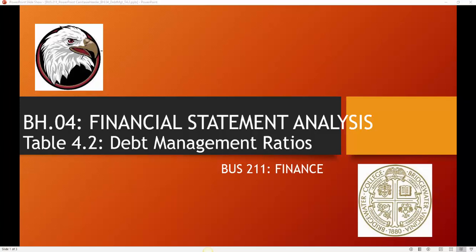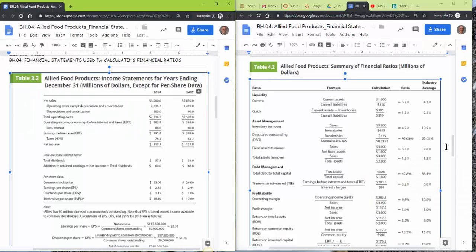Brigham and Houston Chapter 4, Financial Statement Analysis, Table 4.2, Debt Management Ratios for the Allied Food Products Company. The Brigham and Houston text describes two financial ratios for debt management.